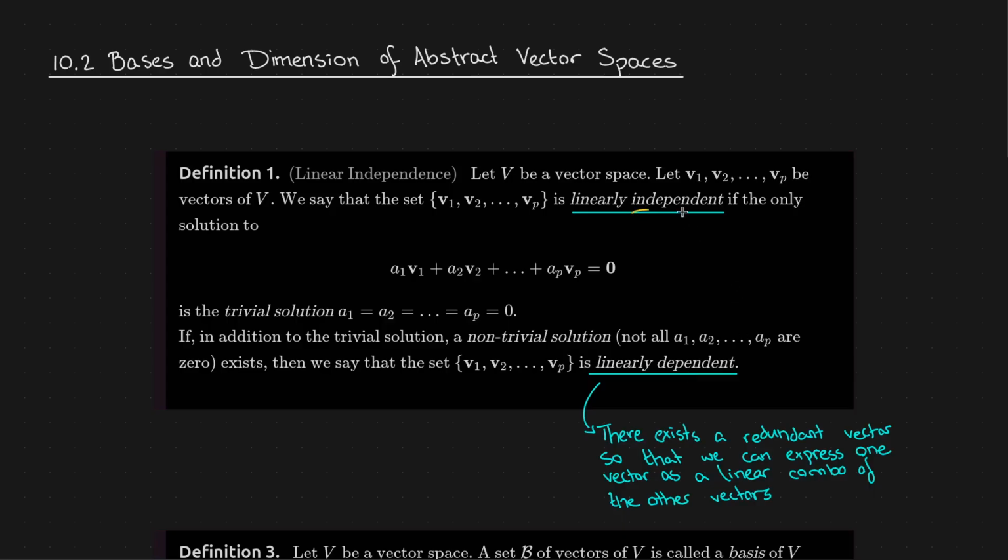By the way, that's why we use the words independent and dependent. Independent means that the vectors are totally independent from each other. I cannot replace one of the vectors with a linear combination of the other vectors. Linearly dependent, there is at least one vector that depends in some way on the other vectors. We can express that redundant vector as a linear combination of the others, and so get rid of it without changing the span of the set of vectors.